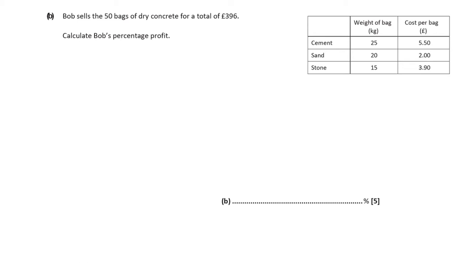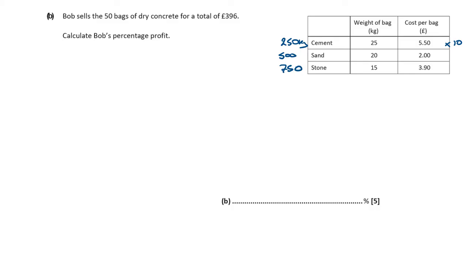Now, if you remember from the first part of the question, we worked out that we required 250 kg of cement, we needed 500 kg of sand, and we needed 750 kg of stone. So from that we can work out how many bags we needed for each of these. If you remember, cement comes in 25 kg bags. So if we need 250 kg, then 250 divided by 25 is going to be 10 bags, isn't it? So we're going to need to multiply £5.50 by 10.